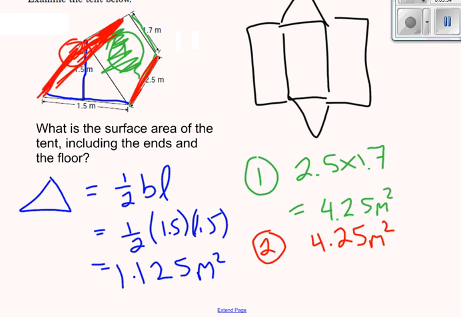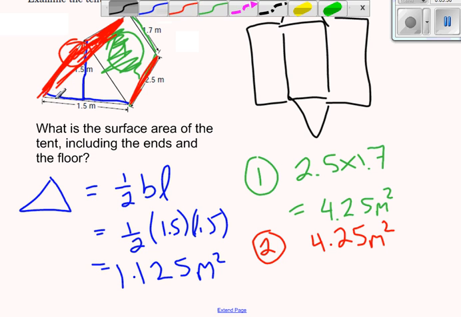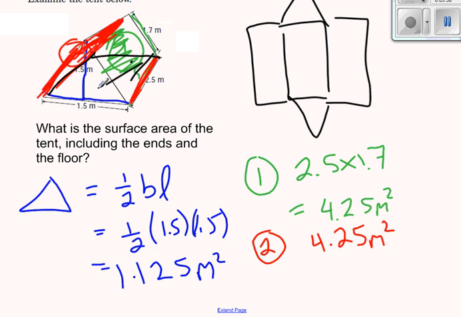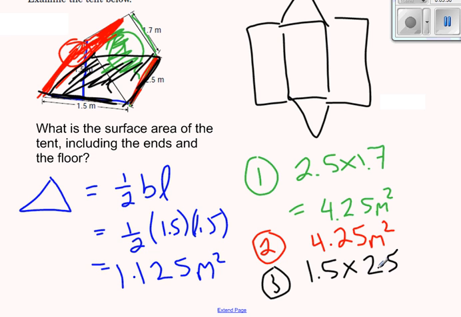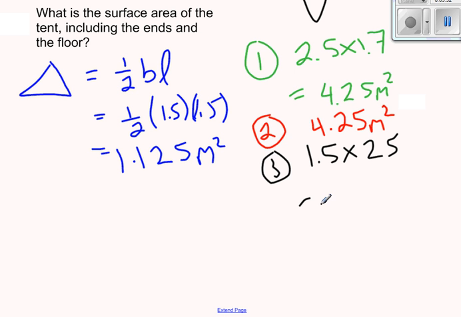And the third side of the tent is going to be the bottom rectangle. So the rectangle part that's sitting on the floor is the third part of the tent. And you can see the dimensions of this are 1.5 times 2.5. So the third rectangle has a total area of 3.75 meters squared.